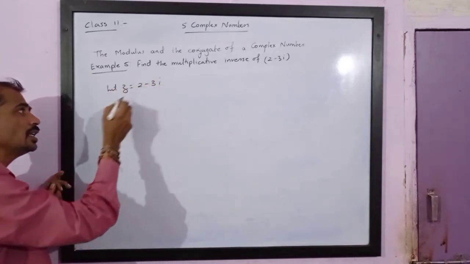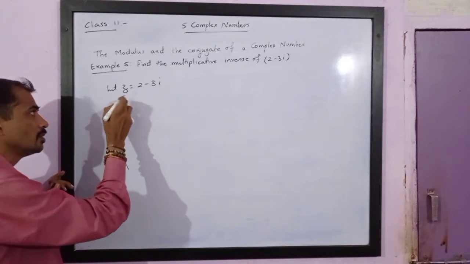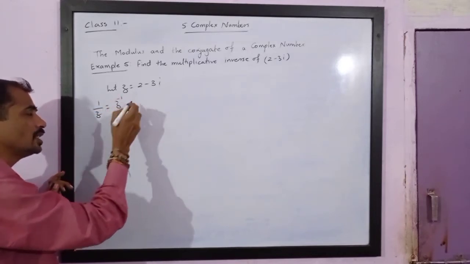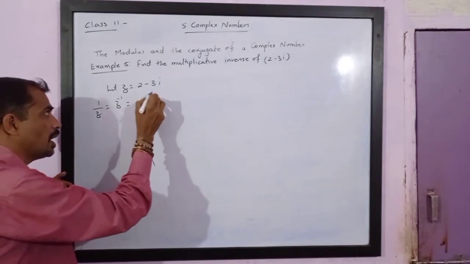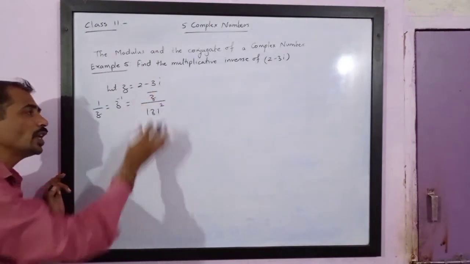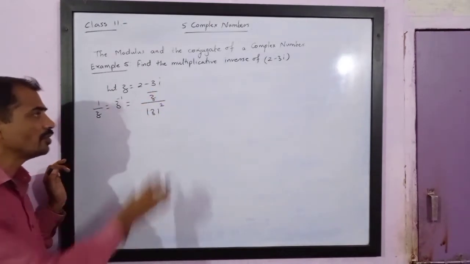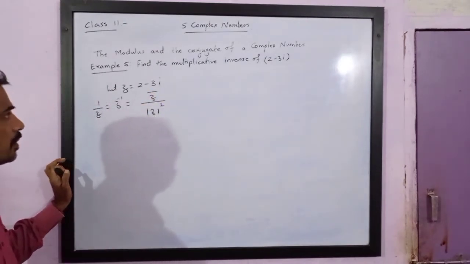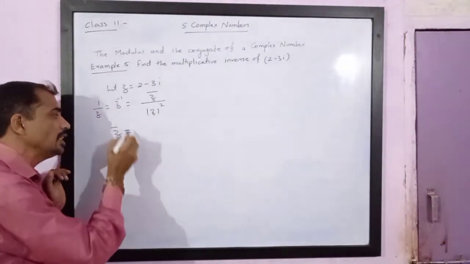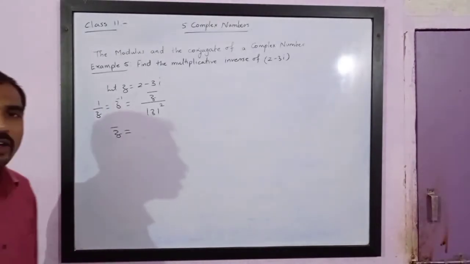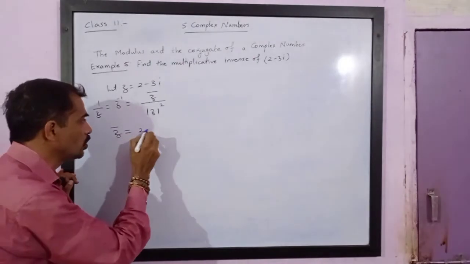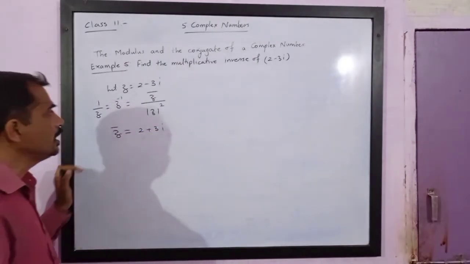Now for writing z inverse, that is 1 upon z, we have already studied that z inverse is z bar upon modulus of z square, that is, the conjugate of a complex number upon the square of the modulus of the complex number. For writing the conjugate we change the sign of the imaginary part. So for 2 minus 3i, the conjugate will be 2 plus 3i.